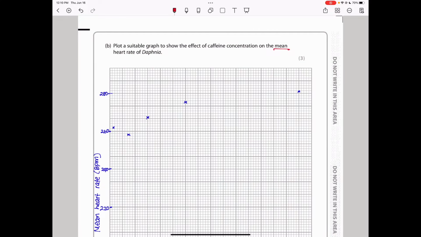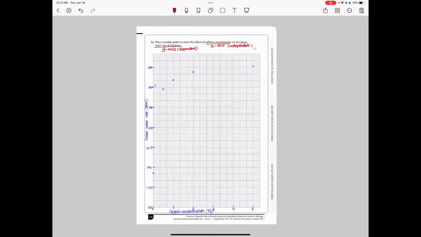It says plot a suitable graph to show the effects of caffeine concentration. Now, effect of caffeine concentration, this means it's going to be the independent variable, therefore, on the x-axis. The mean heart rate is going to be on the y-axis because it's the result, therefore, it's the dependent variable. The heart rate was measured, and then this was the independent because it is the one that was changed. So I'm going to zoom and show you like that so that you can see the whole thing.